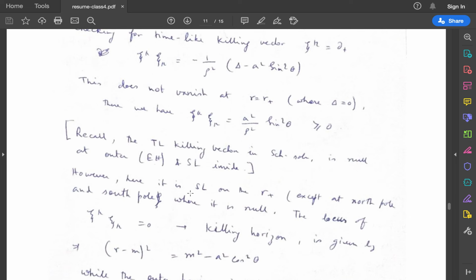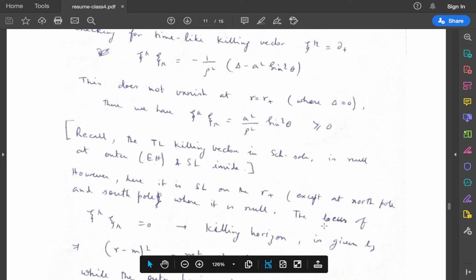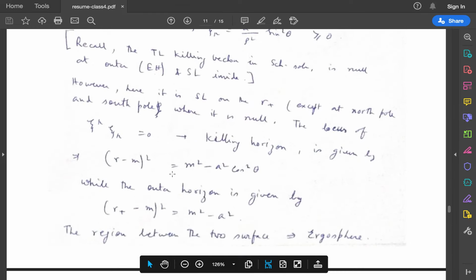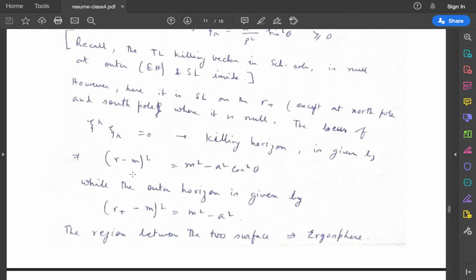However, here it is spacelike at r plus, right? This is positive, so the timelike Killing vector is spacelike at r plus, except at the north pole and south pole where it is null, because theta is 0 there. So let's find the locus of points where the norm of the timelike Killing vector vanishes. This is given the name Killing horizon. If I solve zeta mu equal to 0, I get r minus m whole square equal to m square minus a square cos square theta.